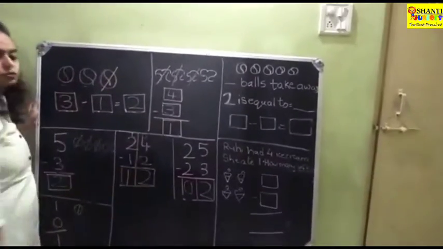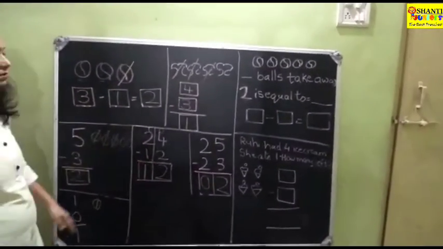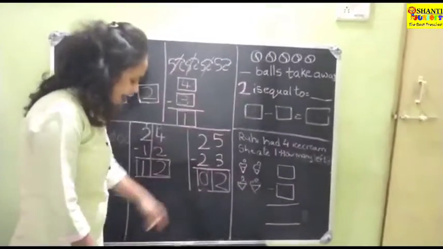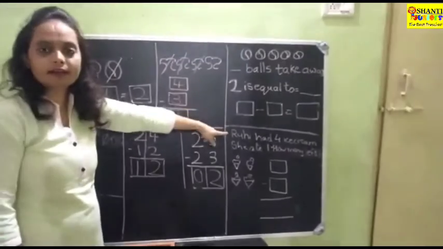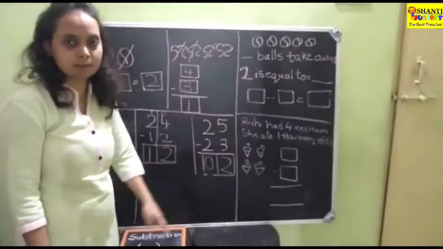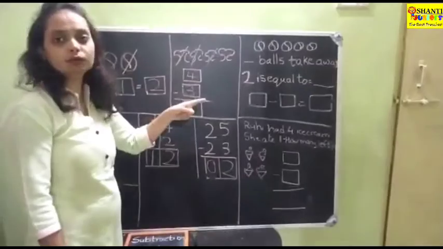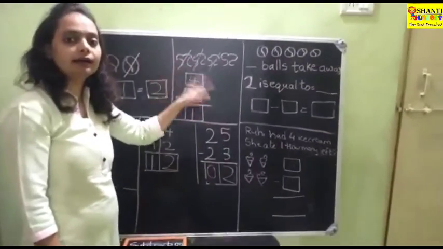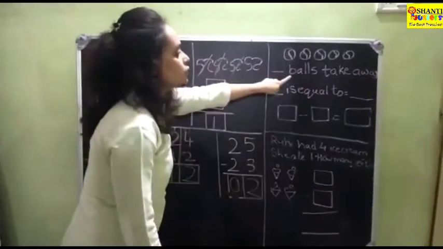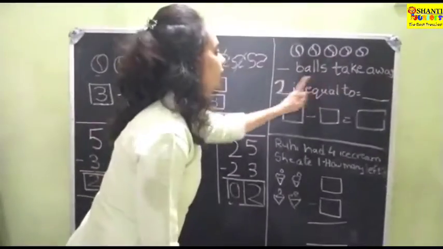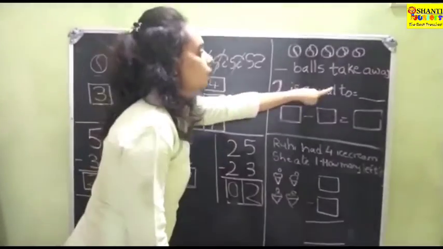Okay children, like this we have to solve these sums. Okay, now we will be having, children, word problems. So you have to read the question and write the number, and then you have to do the subtraction. If you are not able to read, tell your mama and dada to read it and give it to you. Dash balls take away 2 is equal to.